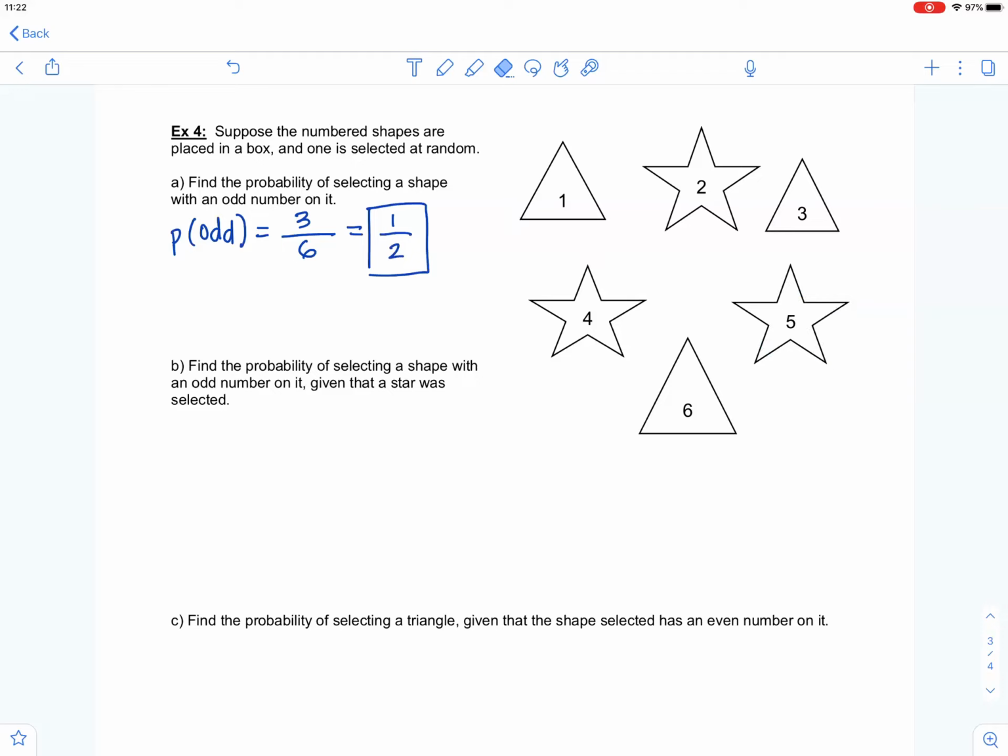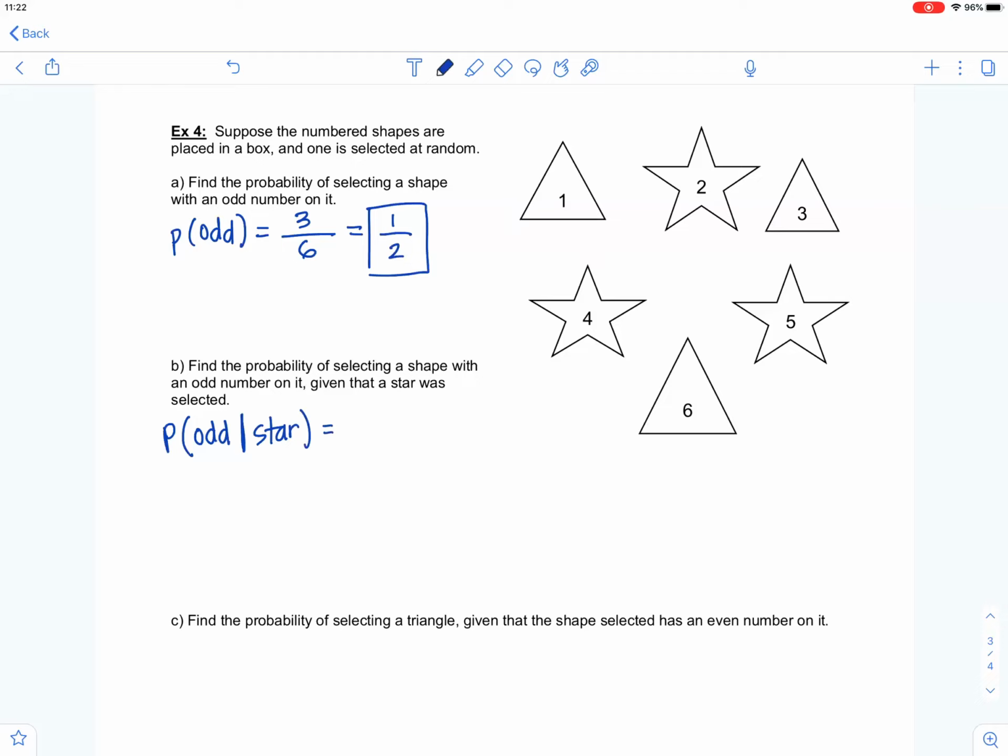Part B says find the probability of selecting a shape with an odd number on it, given that a star was selected. So it's the probability of getting an odd number, given, this vertical bar means given that a star was selected. So there's a couple ways you could do this.